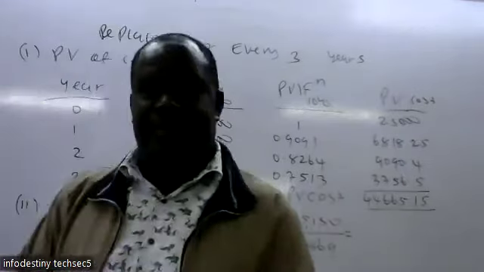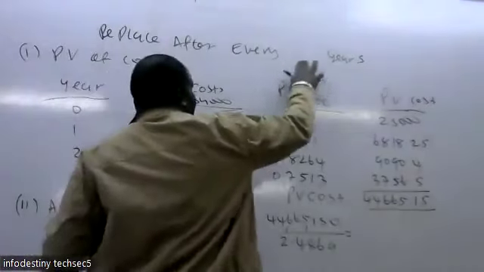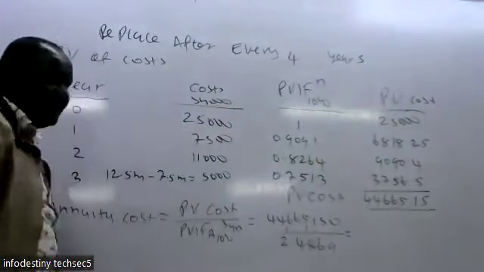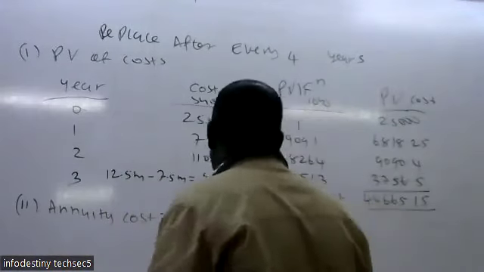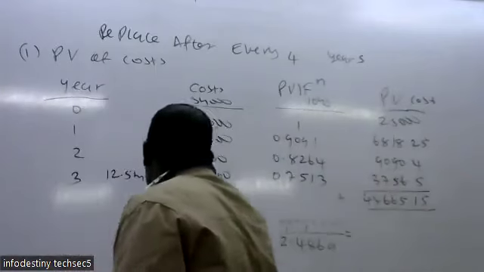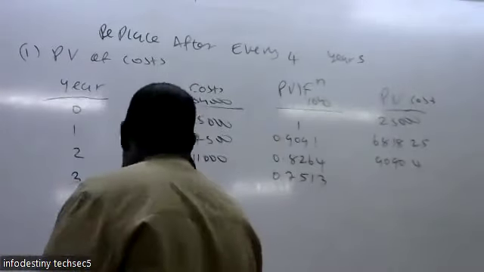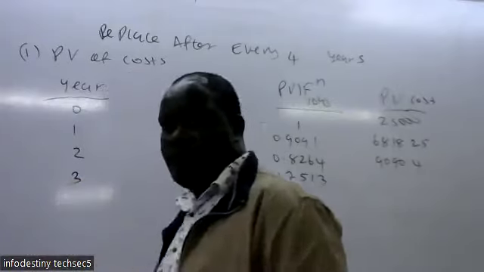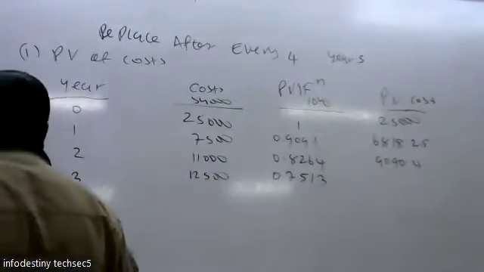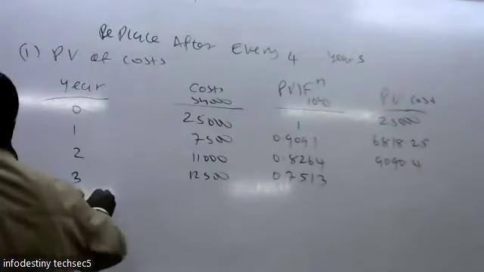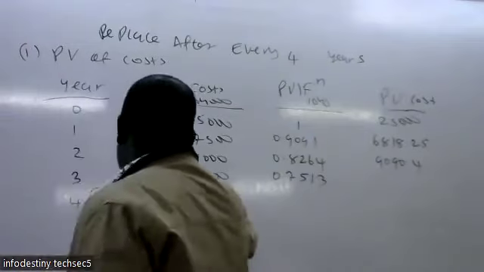And finally, you check when now you replace after every 4 years. Now confirm when we replace after every 4 years. What? In year four, there is 15 million. Reserve value is 2.5 million. So that difference should give us 12.5.